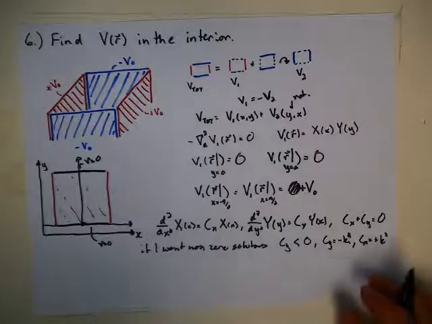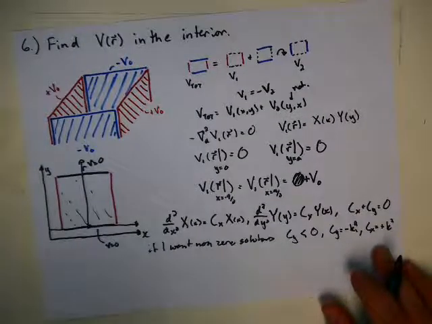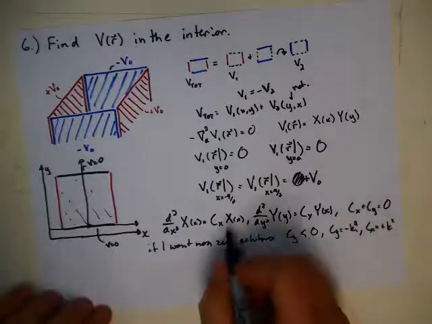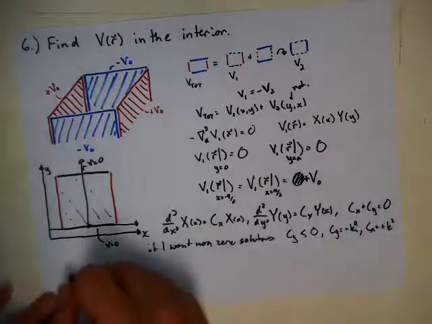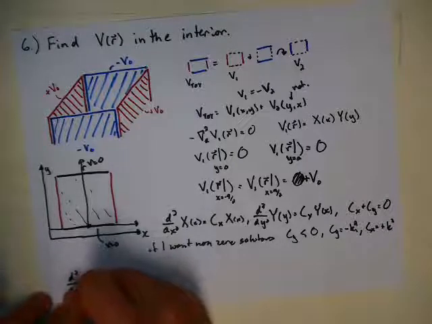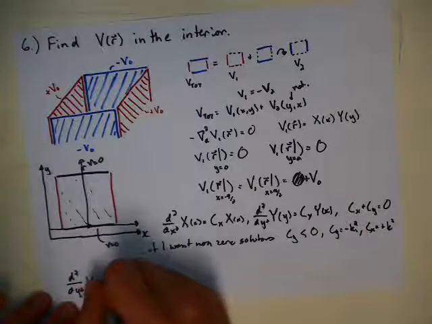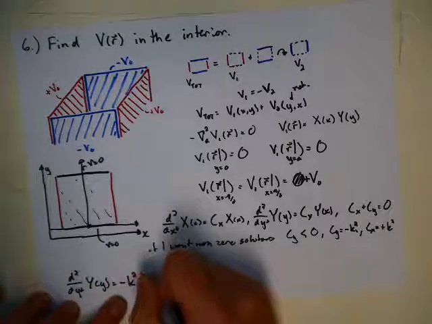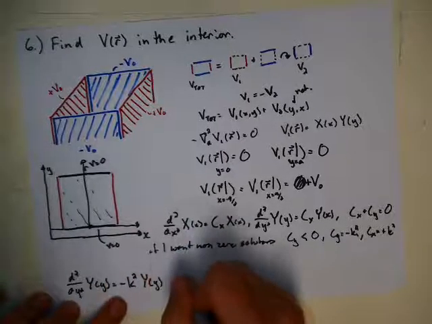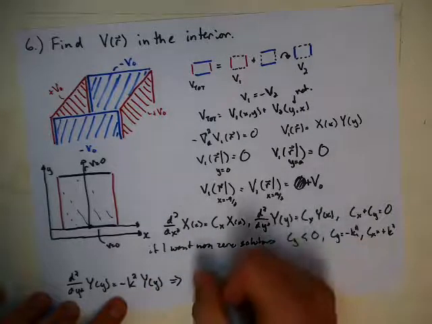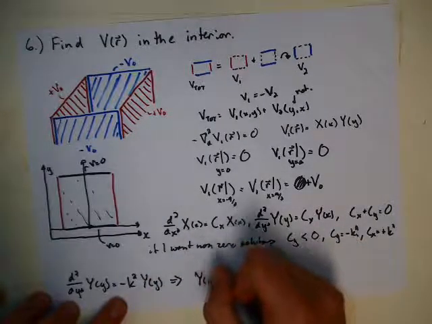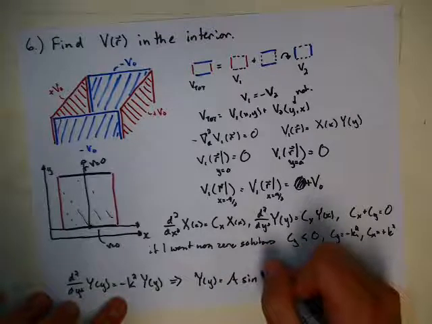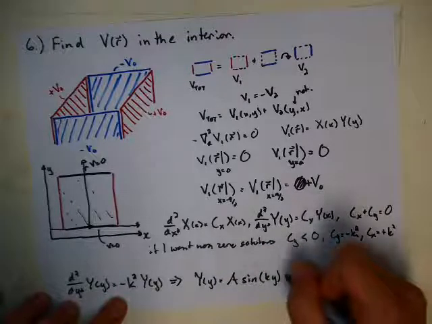Moving on, we are just going to go chugging along with the problem. Whenever I now rewrite my y condition, d squared over dy squared of capital Y of y is equal to minus k squared capital Y of y. And this gives me as a general solution that capital Y of y is a linear combination of sine and cosine.